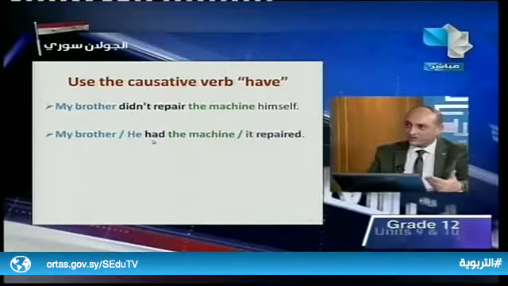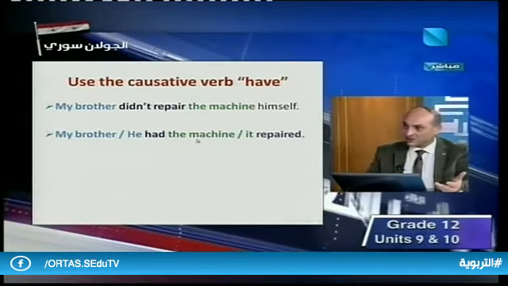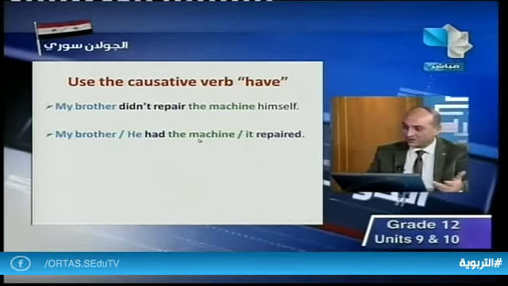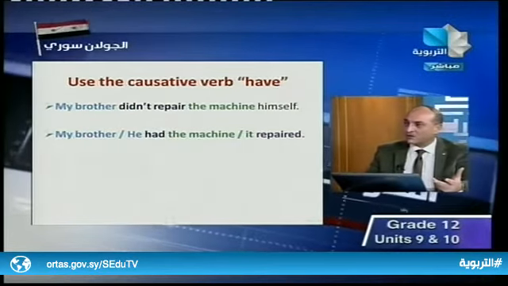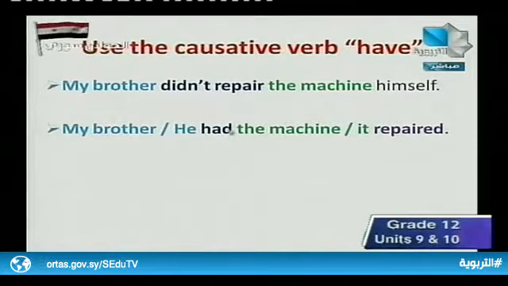Had is the simple past of have. So he had, and instead of saying the machine, we can use it. If the object is singular, we can use it. If the object is plural, we can use them. So he had it repaired, or he had the machine repaired.